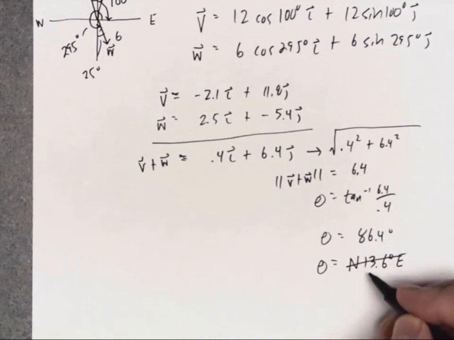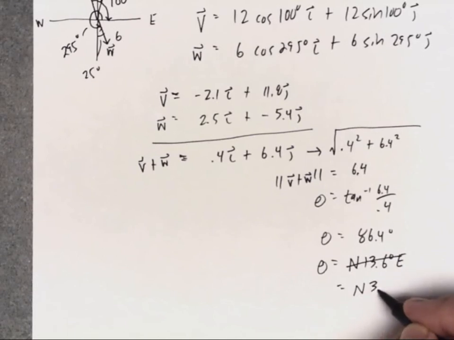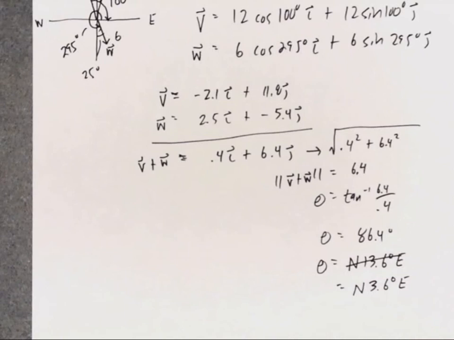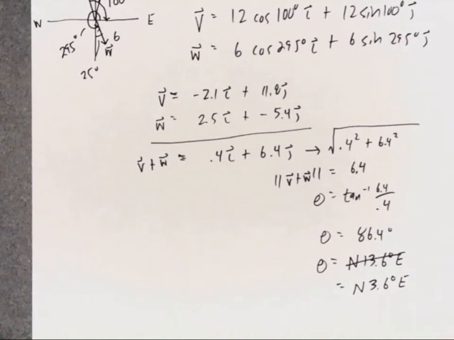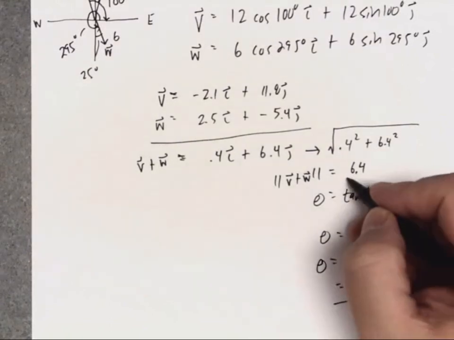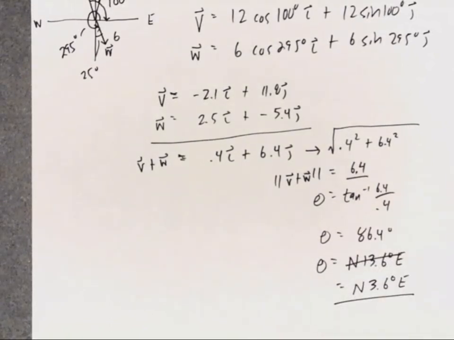Because basically, oops, wow. See, I did it in my head. It's north 3.6 degrees east. You basically take 90 minus 86.4, 3.6. So there's your final answer. There's the direction. There's the magnitude. All right, not too bad.